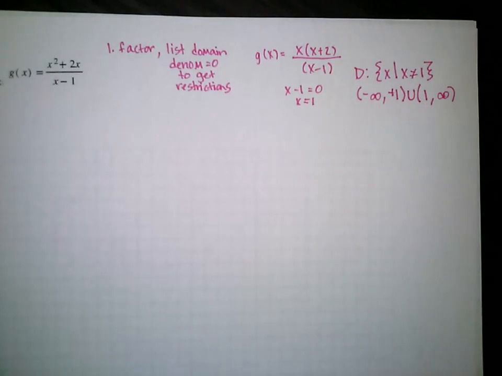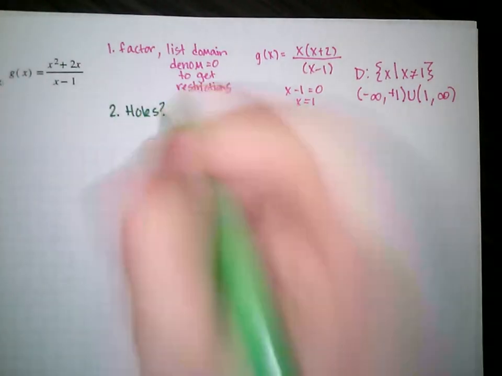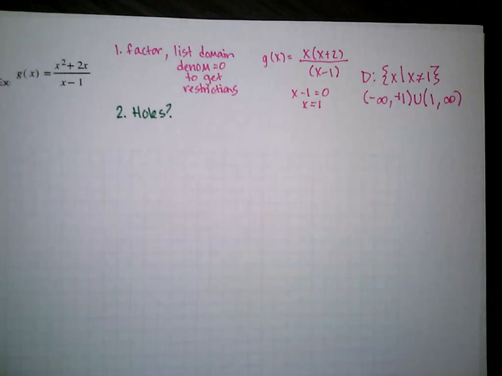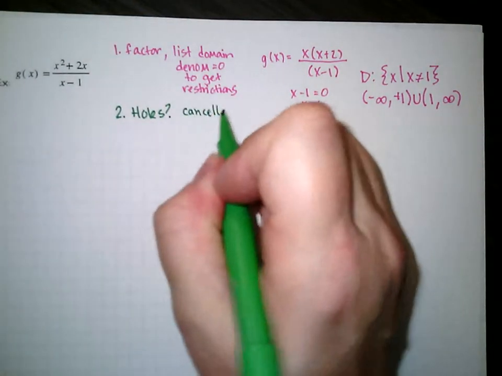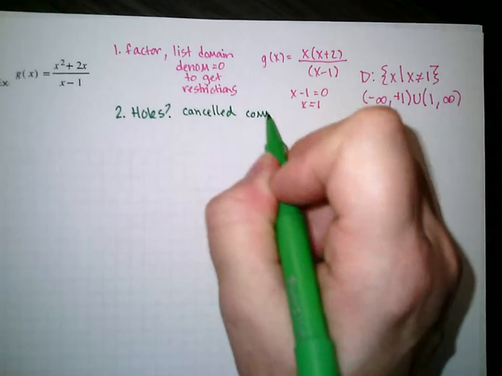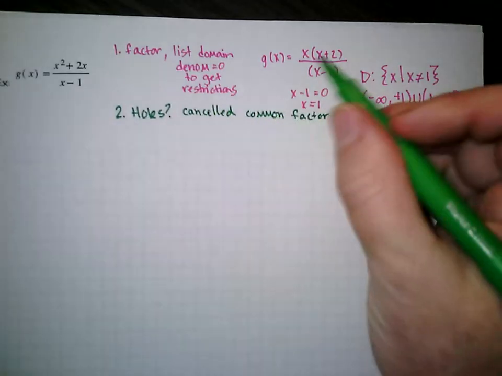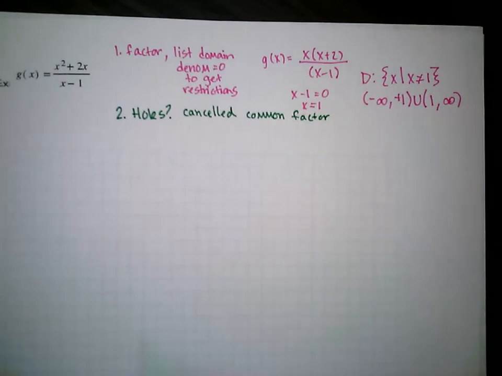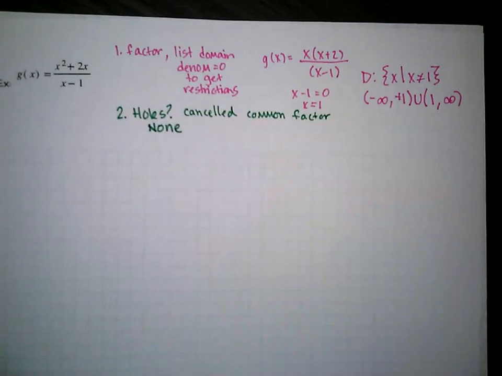Our second item is holes. And remember that holes come from canceling a common factor. So if we look at our factored form, there's nothing we can cancel. So that means there are no holes.